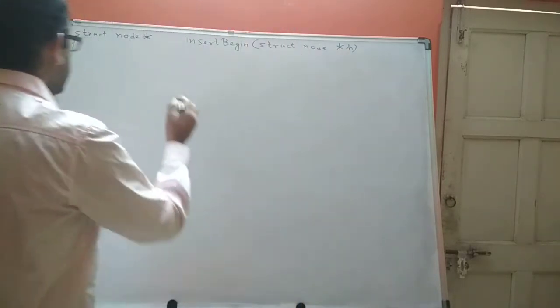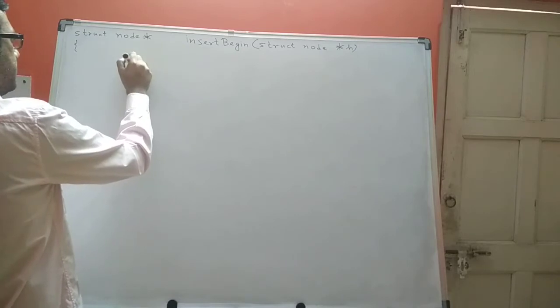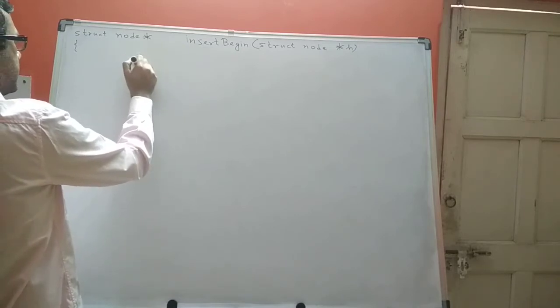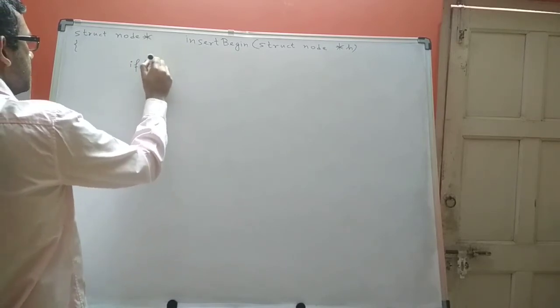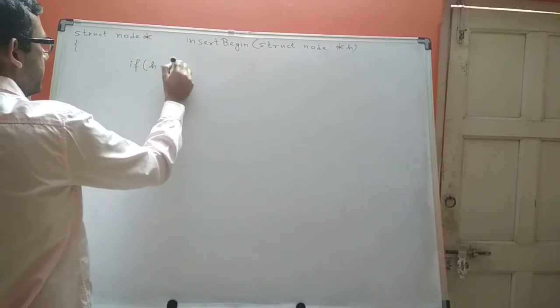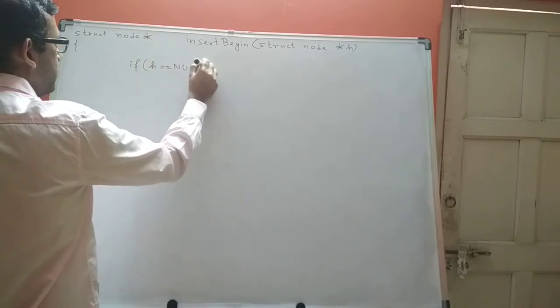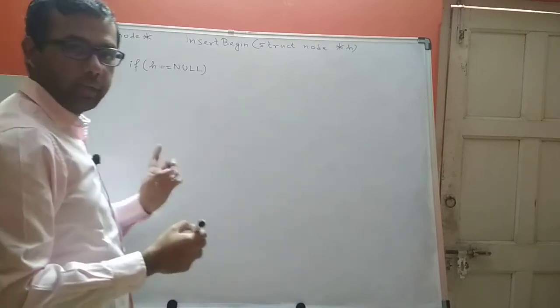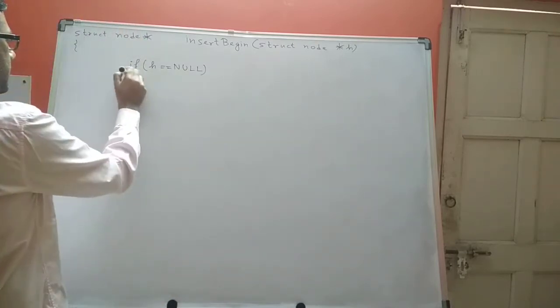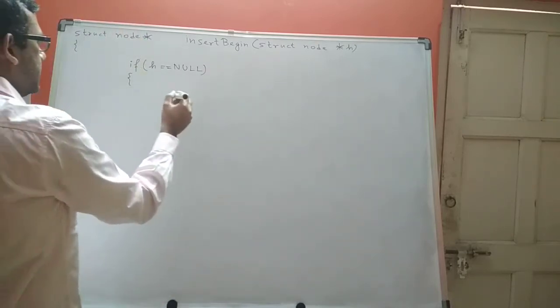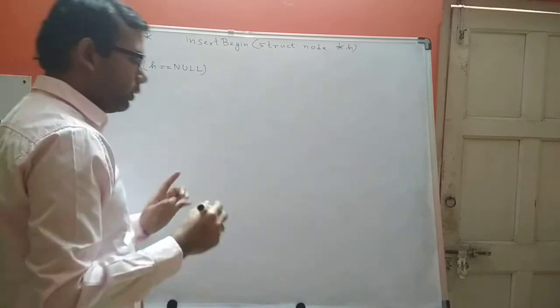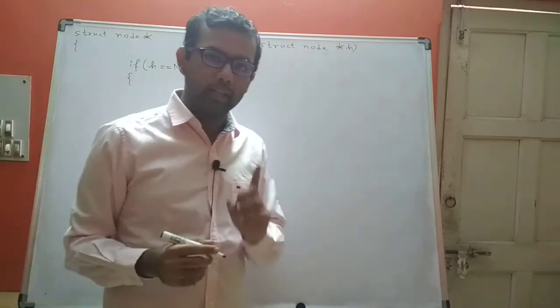So the first thing that I need to check is if my list is empty or not. How do I do that? I say if head is equal to null. How do you denote an empty list? Just like we saw in our main method, the head should be null. So if the head is null, then what do I need to do? I'll have to create the first node of my linked list.